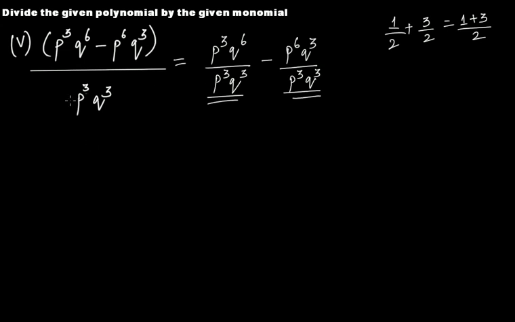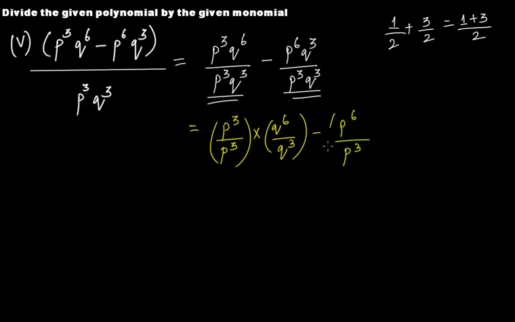Okay, now from this you can write this as p to the power of 3 divided by p to the power of 3 multiplied by q to the power of 6 divided by q to the power of 3, and this is minus p to the power of 6 divided by p to the power of 3 multiplied by q to the power of 3 divided by q to the power of 3. We have grouped together the p's and the q's. If you multiply these, you will get back the same representation of these variables. So p cubed, this gets cancelled.